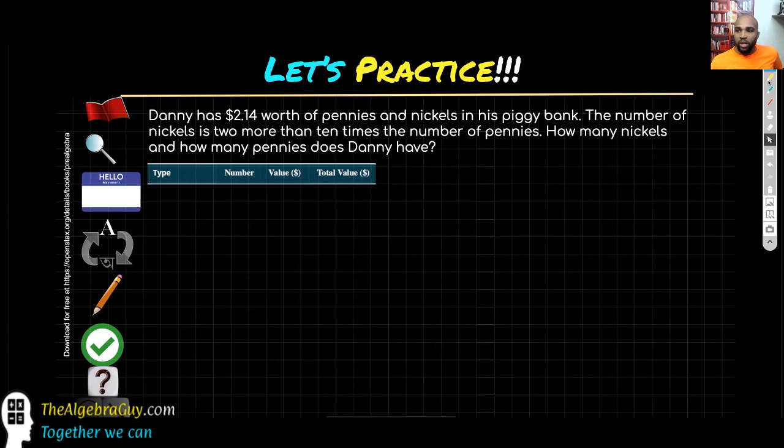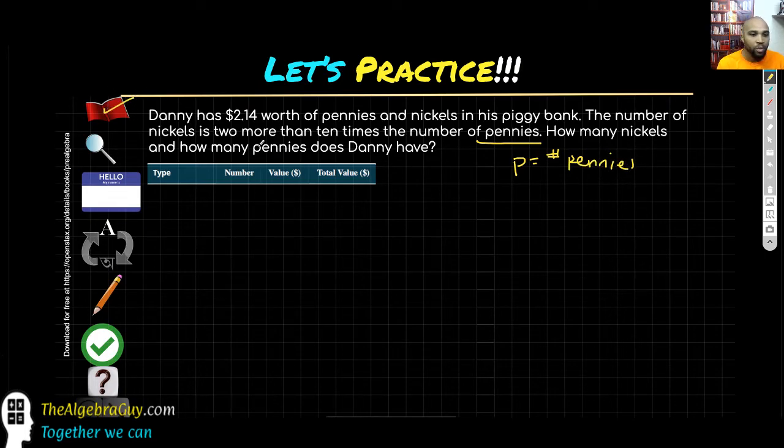Let's do another one, and I'm kind of gonna pick up the pace on this since we've done a couple, but please work this before I get to it. Then he has $2.14 worth of pennies and nickels in his piggy bank. The number of nickels is 2 more than 10 times the number of pennies. So we start off with pennies, and his nickels is some operation more than the pennies. So that's why I like to start off with pennies and say, well, pennies is just going to equal P, number of pennies.